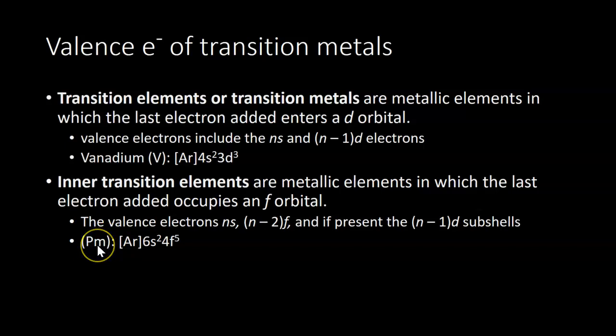But here we have an example, promethium. I always want to say paramecium, but promethium, which has 6s2 and 4f5. So we see it has a total of 7 valence electrons. What we do is we find the biggest principal quantum number, and we count the s electrons for that principal quantum number, and then we subtract 2 from it and count f electrons for the n minus 2. So we have 2 in the 6s and 5 in the 4f for a total of 7 valence electrons for promethium.